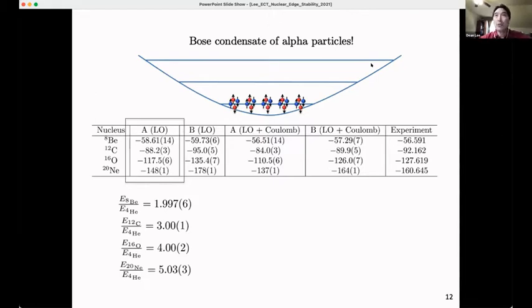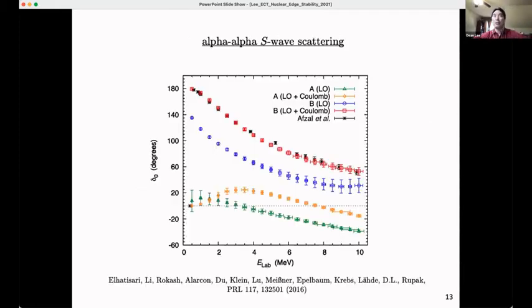Okay, so to try to confirm that this was actually the case, we then did a calculation using a technique called the adiabatic projection method. We calculated alpha scattering in the S wave, and we did confirm that for the S-wave scattering for interaction B with Coulomb, we do a good job of reproducing the empirical phase shifts here. Okay, you can see the comparison with Afzal, and it's doing quite nicely.